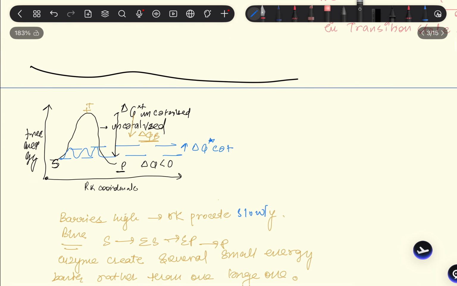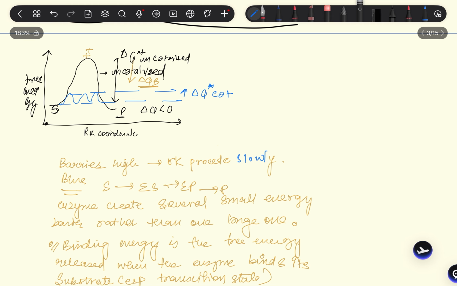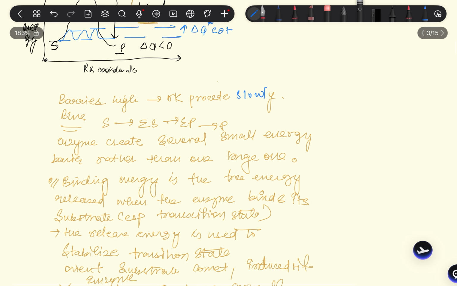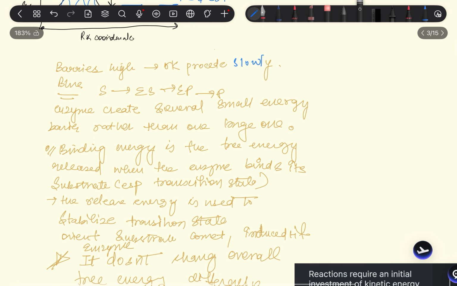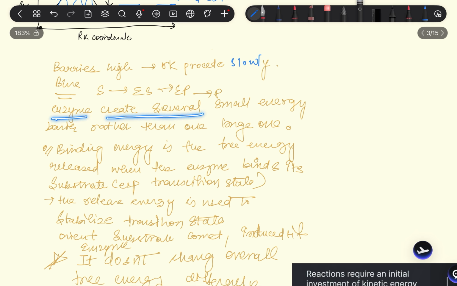Now, the most important thing is that this is the transition step. But what an enzyme will do is, to reach the state of product formation, it will form several small steps in order to reach the product. So therefore, it lowers the activation energy, but nothing else is done. Your enzyme creates several small energy barriers rather than one single large one.